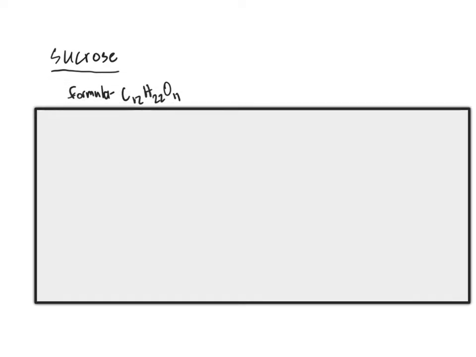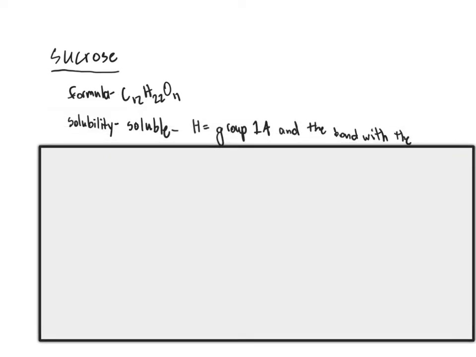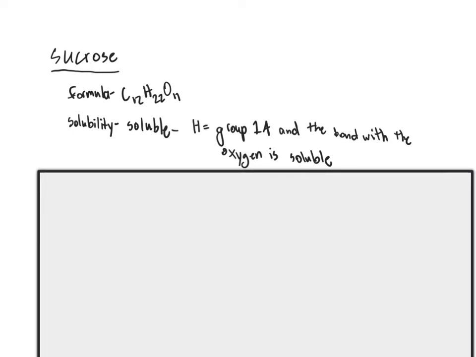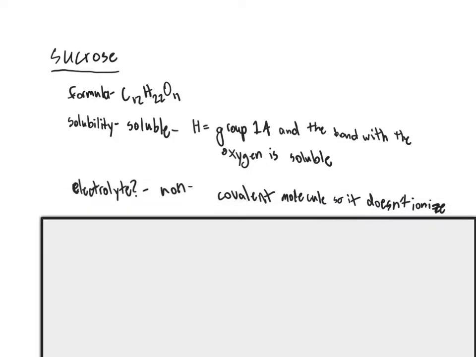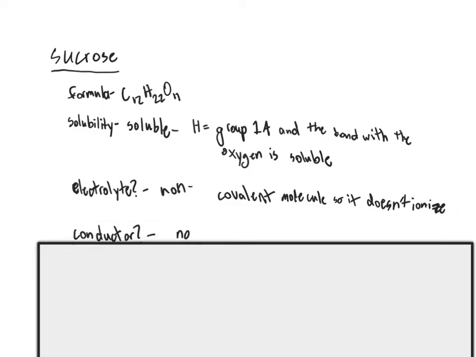So for sucrose, I'll start by giving the formula, as I use this for some of the solubility and electrolyte information, which is C12H22O11. The solubility is that it is soluble because the bond between the hydrogen and the oxygen is soluble because hydrogen is in group 1A. It is a non-electrolyte because it's covalent, so it doesn't ionize, and it is not a conductor.